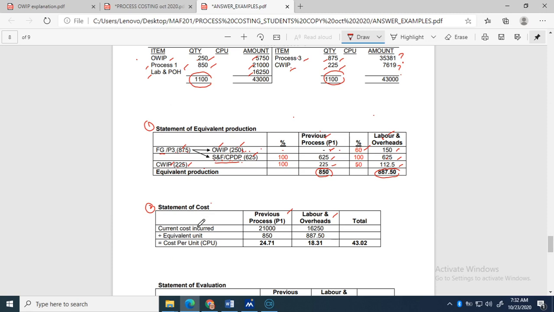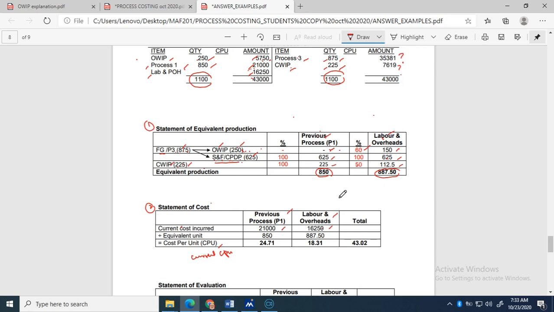Now in the first in first out method, we want to get the current CPU, not the average. Current CPU means using the current cost only. So we just take previous process 21,000, current cost labor and overhead 16,250. The 0 is OWIP, actually it comes from CWIP last period. So this cost actually comes from CPU in the last period. It's calculated in the CPU last period, not calculated in this period. This period we just take the current cost. So current cost will be process 121, labor and overhead, process for labor and overhead here.